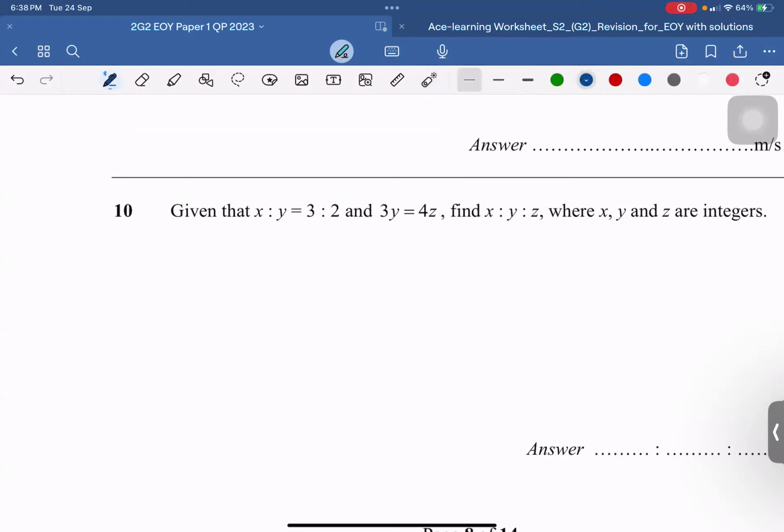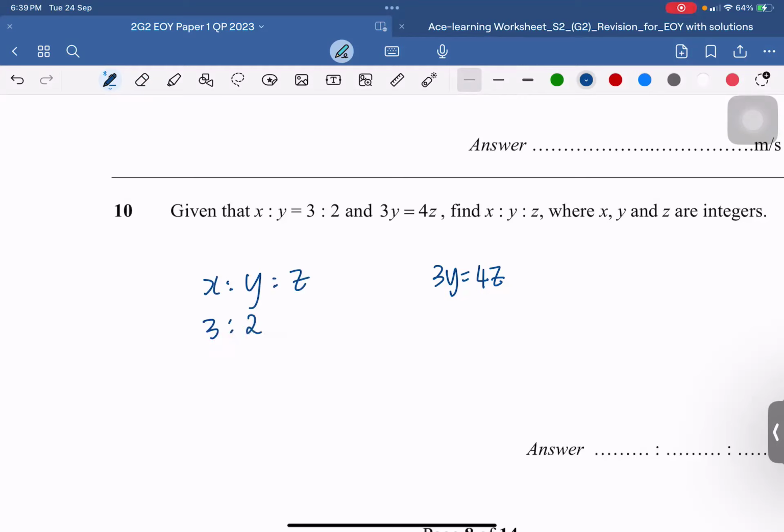So in this case, x is to y is 3 is to 2. I will put it as a fraction. x over y is 3 over 2. Now they give me 3y equals 4z. They want me to find the ratio x is to y is to z. I need to think over here. I don't need to change this. I have x is to y is to z, and this is 3 is to 2.